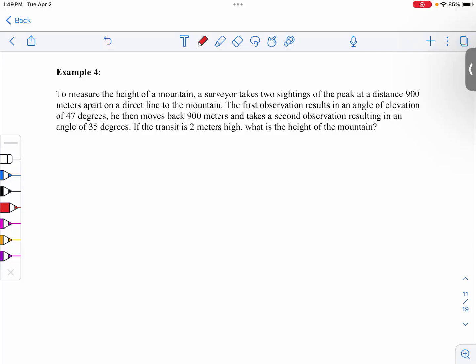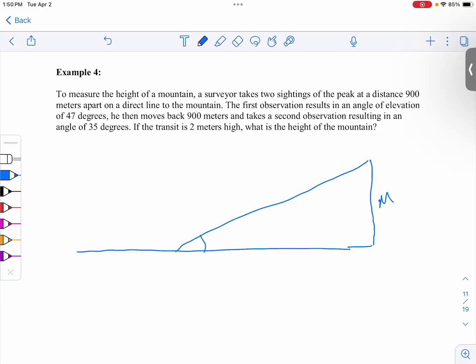To measure the height of a mountain, a surveyor takes two sightings of the peak at a distance of 900 meters apart on a direct line to the mountain. The first observation, wait, let's start drawing pictures. So a surveyor takes two sightings at a peak 900 meters apart. The first observation results in an elevation. Here's our mountain, and this one is 47 degrees.